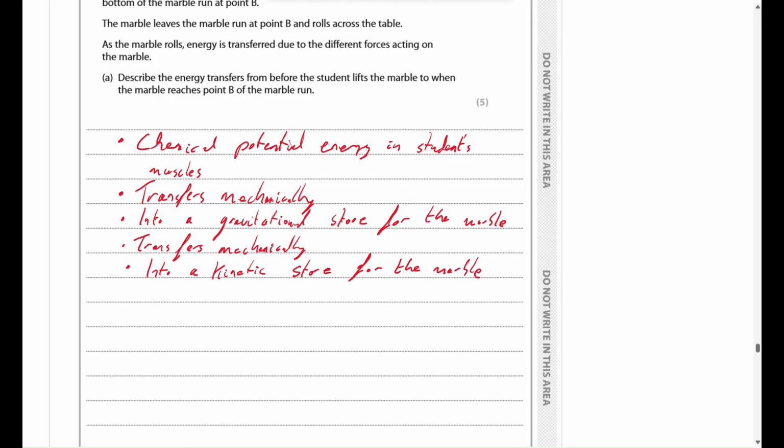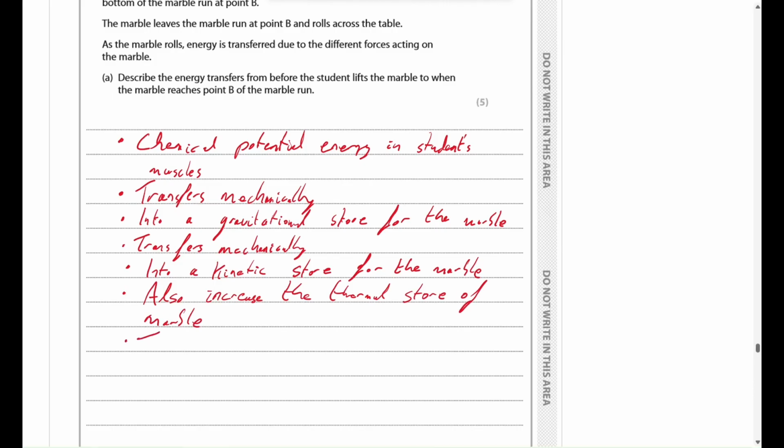Not sure how many marks I've hit so far. Think about what else I could put. I've made 5 bullet points. It's a 5 marker, so try and say one or more for luck. It's probably not a 100% efficient process, so try and talk about where energy is being wasted. The marble is also going to heat up a bit. You can get a thermal store of energy in the marble, so it increases the thermal store of energy in the marble.